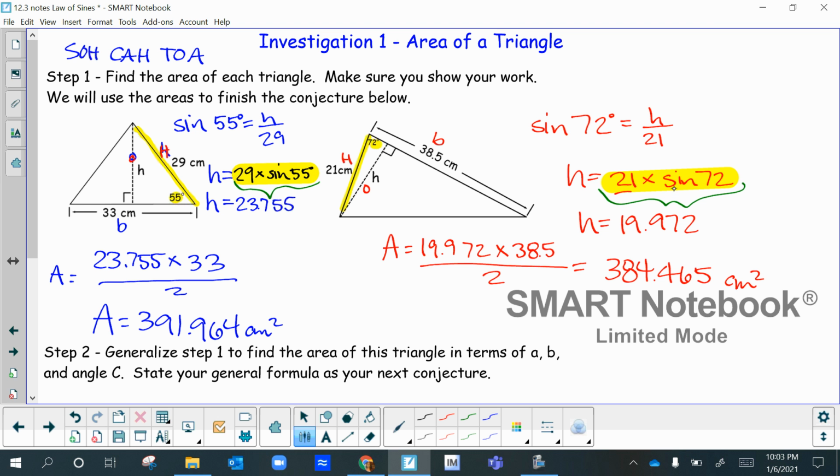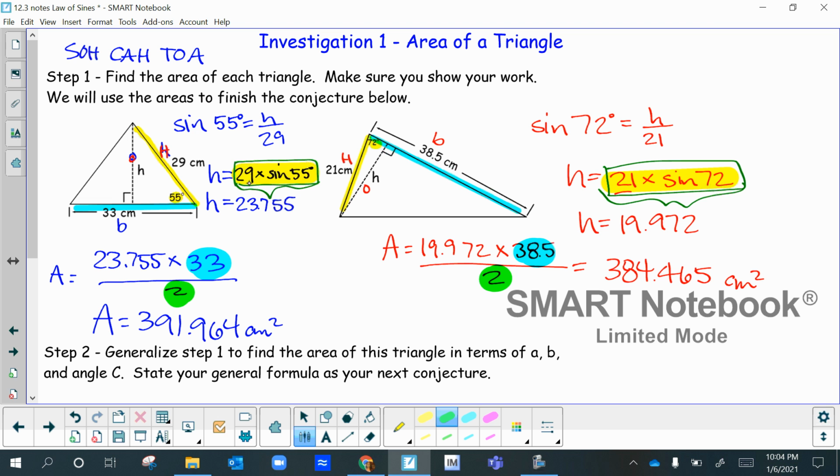So to keep things very accurate, we can use this highlighted multiplication, which is 21 times sine of 72, and over here 29 times sine of 55. That is going to be equal to the height, which what did we multiply that by? We then multiplied that by 33, which is this side, and over here we multiplied that number by 38.5, which is this side. And then what did we do on both of them? We divided it by 2 on both of them.